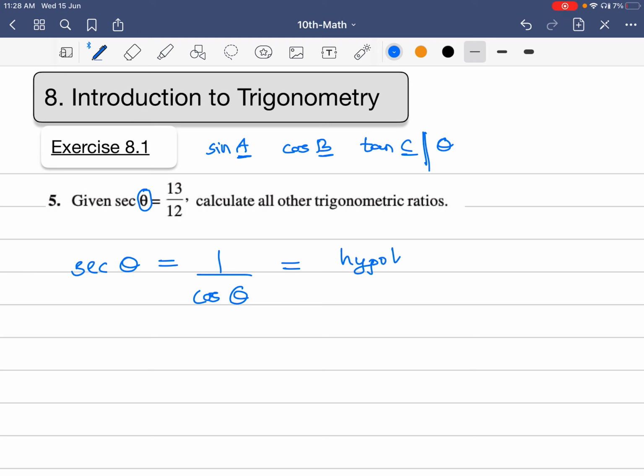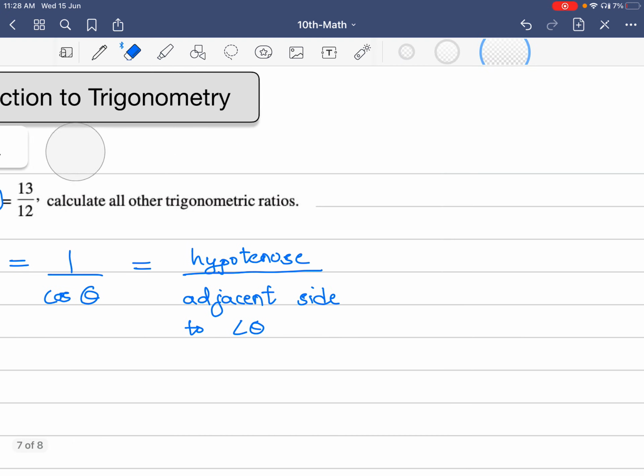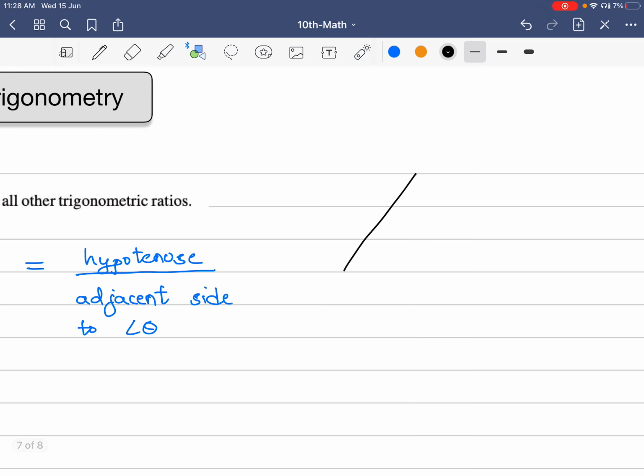hypotenuse, the whole divided by adjacent side to angle theta. That is very important. Adjacent side to angle theta, which translates into, let's draw a triangle with theta as the angle. So this is my right angle triangle, and let this angle be equal to theta.